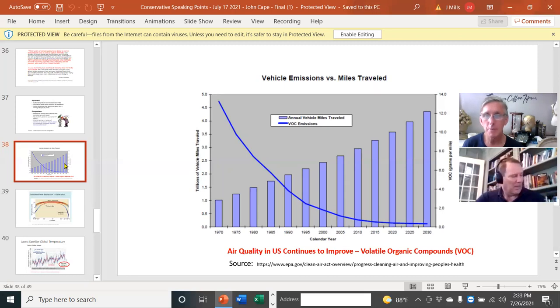John, just real quick though, making cars more efficient, fuel efficient, was really more of a benefit to consumers because it costs less to fuel the vehicle. That was primarily the driver, at least early on, don't you think? Not necessarily.